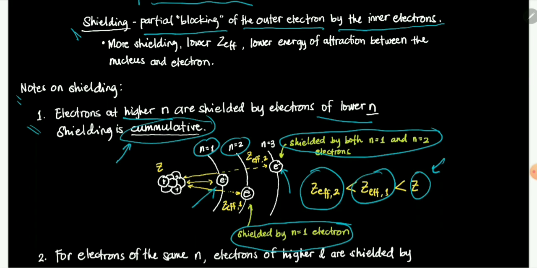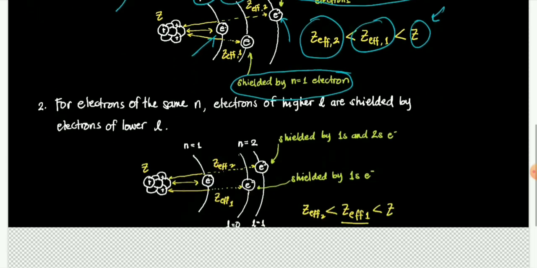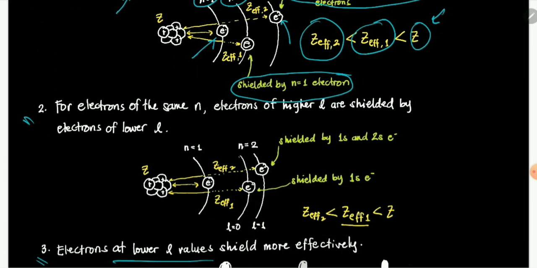Okay? So effective ang shielding in between N. So yung lower N, nasi-shield niya yung mga higher N na electrons. Okay, yan yung pinaka-effective na shielding. Shielding between N. Okay? So for number 2, for electrons of the same N, electrons of higher L are shielded by electrons of lower L. So, sinasabi naman niya dito na electrons within the same N, or ibig sabihin, same N sila pero magkakaiba sila ng subshell. Magkakaiba sila ng L.